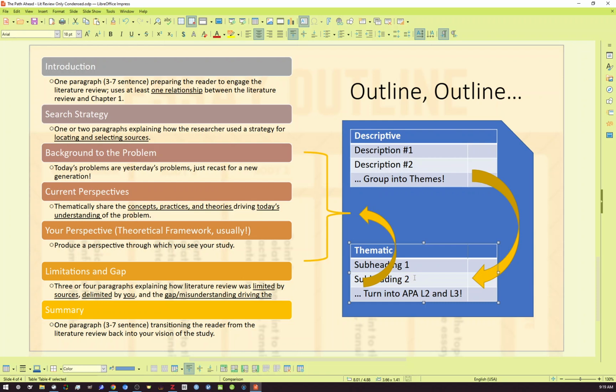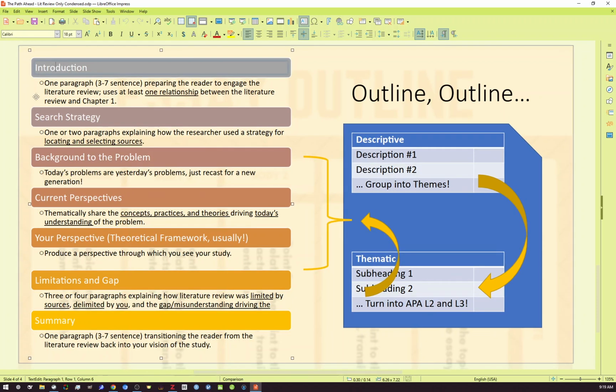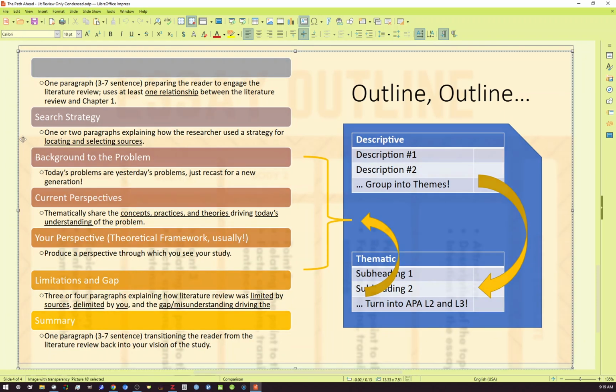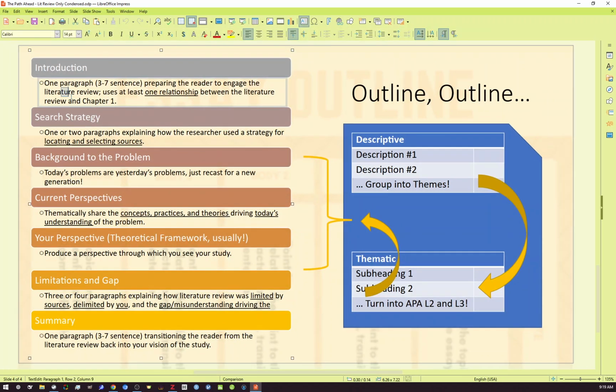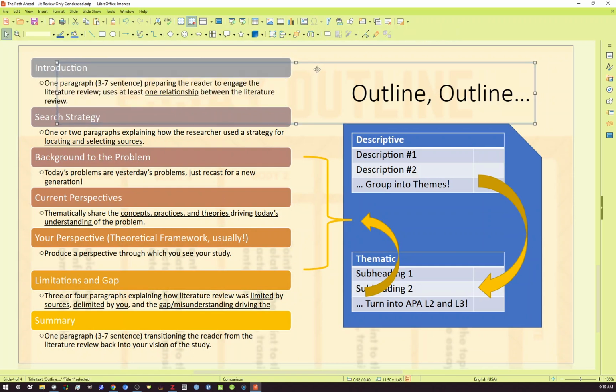Now let's keep going. Now, how do you build a lit review on paper, at least in a somewhat outline-ish sort of way? That's what's on the left up here. Okay. Introduction. Write up an introduction paragraph. Prepare your reader to read the lit review. Usually it's done in chapter 1 of whatever you're writing, but I am going to take that out because we don't have a chapter 1 in this course, and I should have taken that out before I recorded this.